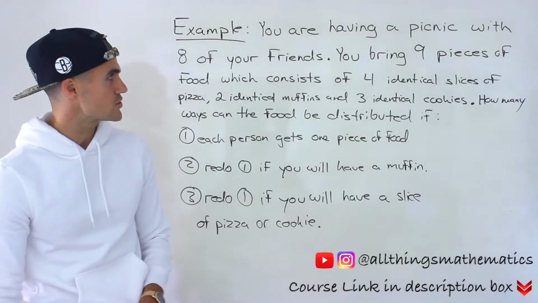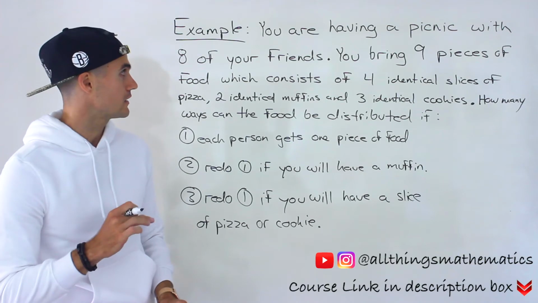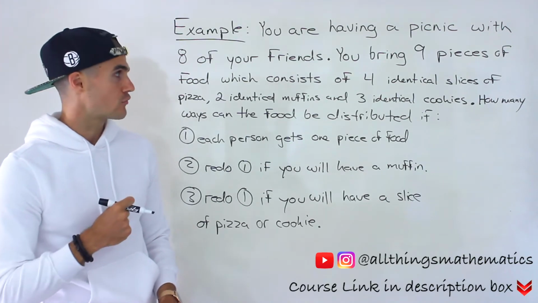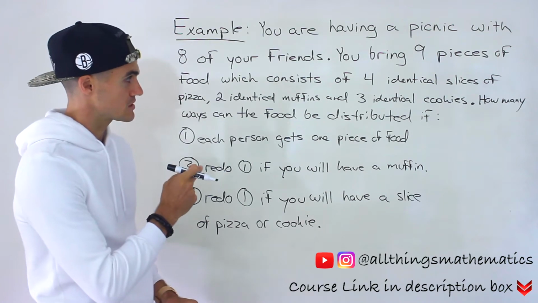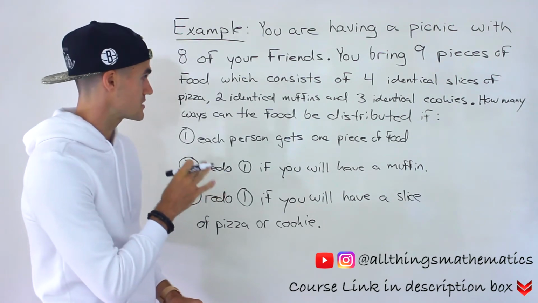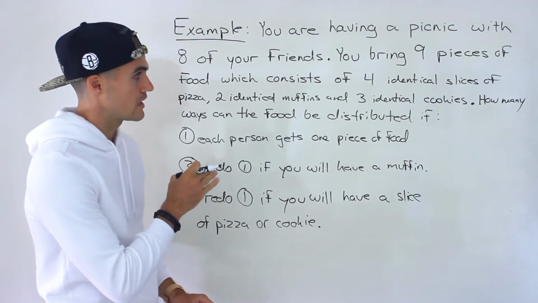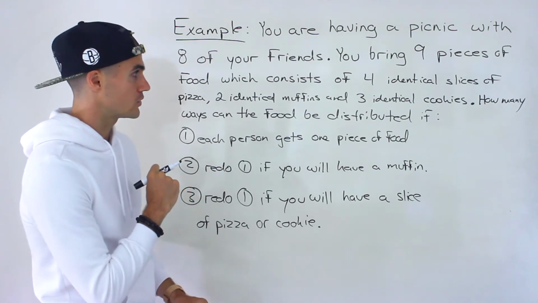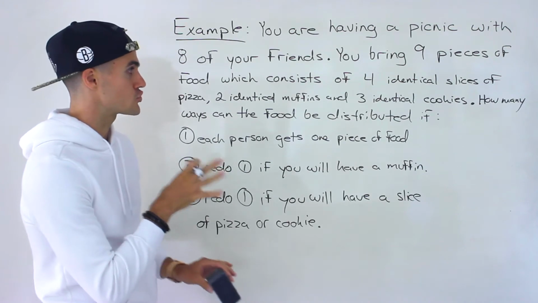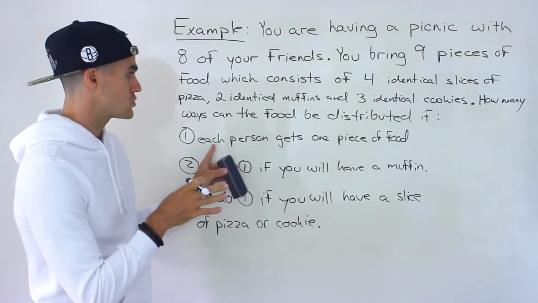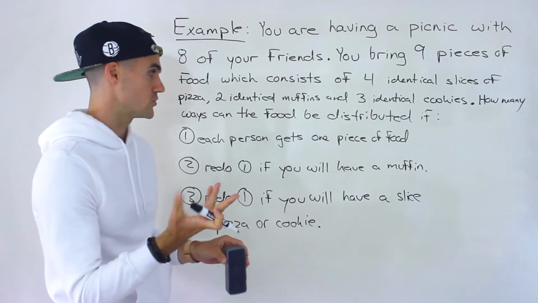And in this next question, we're told that you're gonna have a picnic with 8 of your friends. So you're gonna bring 9 pieces of food, which consists of 4 identical slices of pizza, 2 identical muffins, and 3 identical cookies. And we have to figure out how many ways can the food be distributed. If number 1, each person gets 1 piece of food.